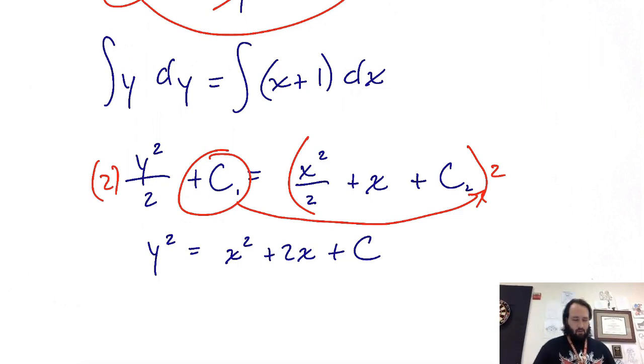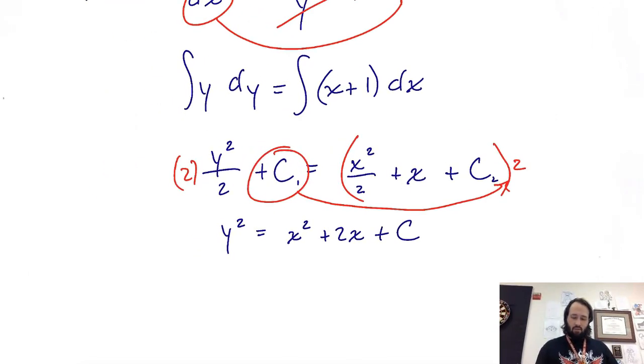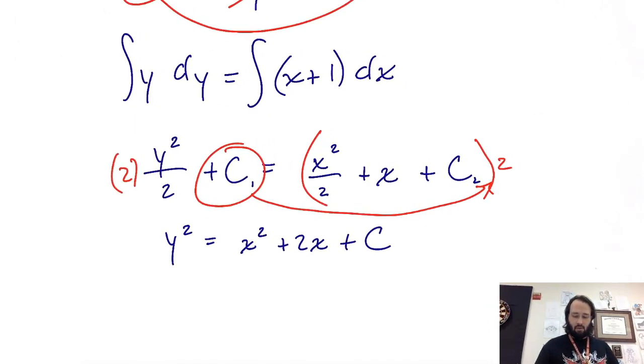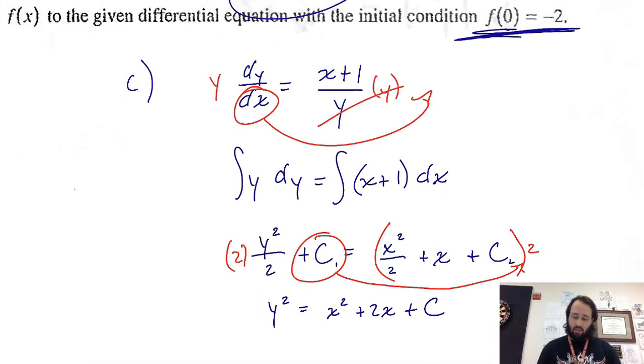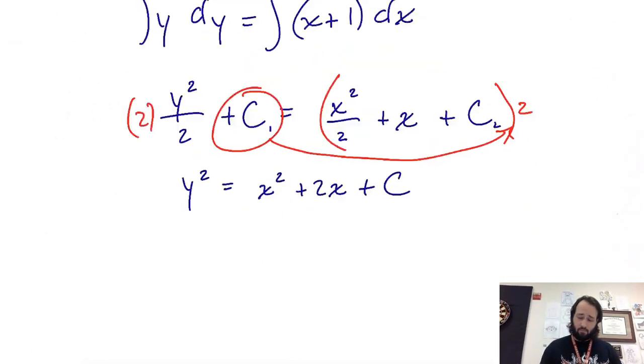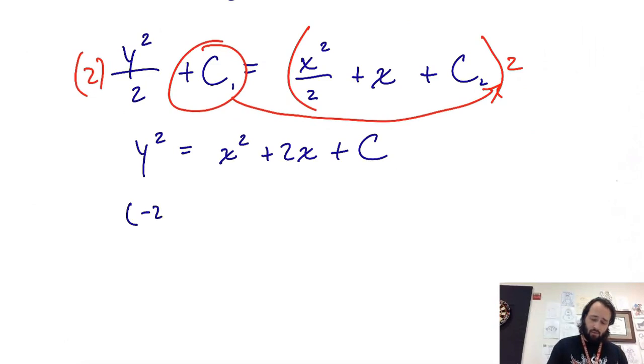All right, then the next thing I would do would be to find that value of c. So since it has to go through 0, negative 2, I can put in negative 2 for the y and 0 for my x's.